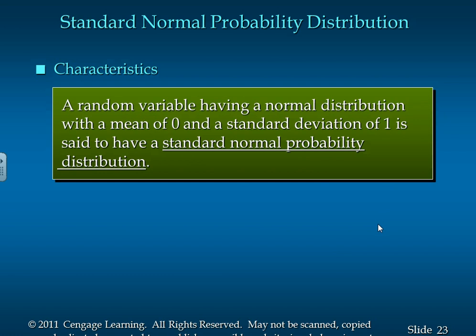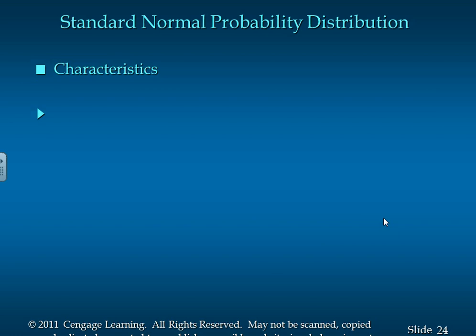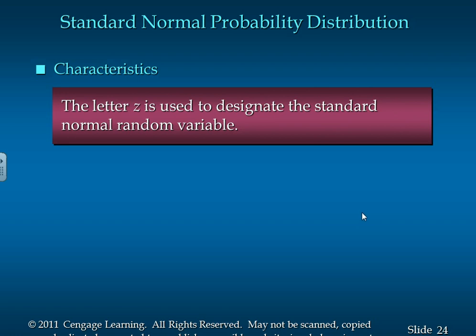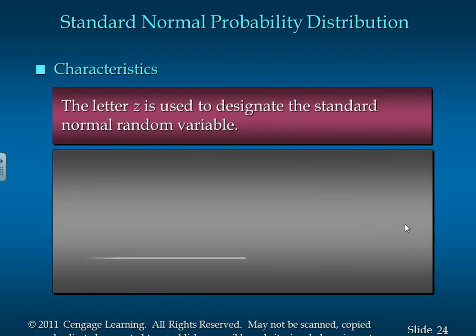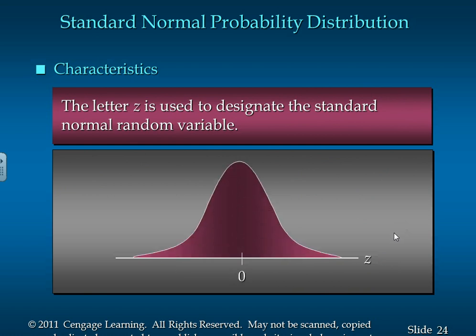Standard normal probability. A random variable having a normal distribution with a mean of 0 and a standard deviation of 1 is a standard normal probability. So saying that you're a 0 isn't an insult anymore, because that's just standard normal probability. At 0, that's where everybody should be, about there. And then z is going to be used to designate the standard normal random variable.